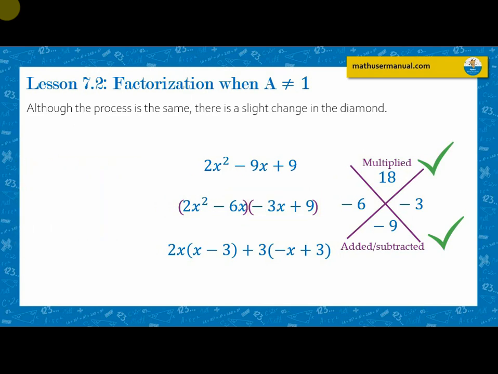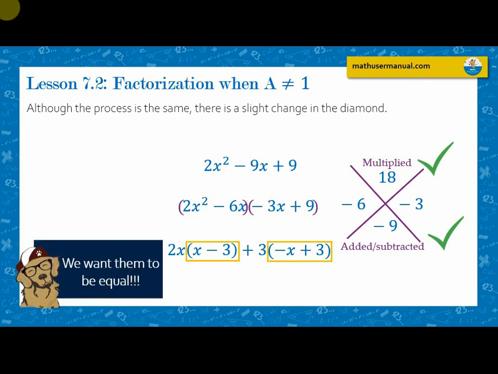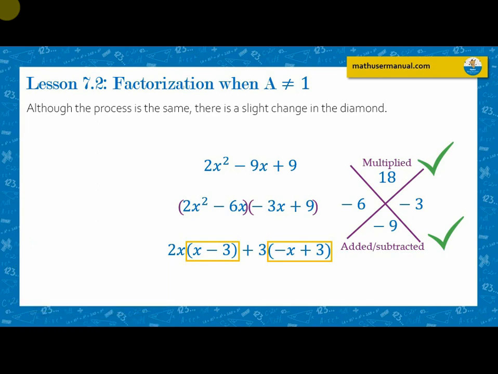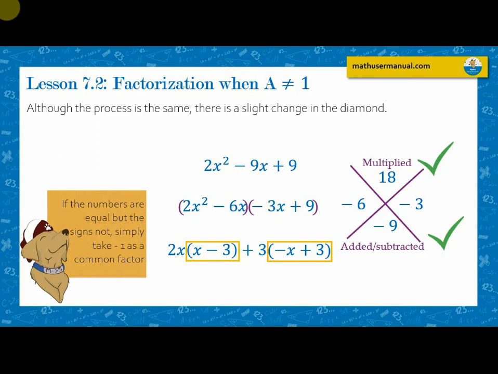Now let's look at our parentheses, what we have left, and we can see there is a problem because remember, we want these parentheses to be exactly equal. And although most of the time they're going to be exactly equal, sometimes we may face this situation in which we do have the same numbers. We have x and 3 on both, but the signs are inverted. So how do we fix it when the signs are inverted?